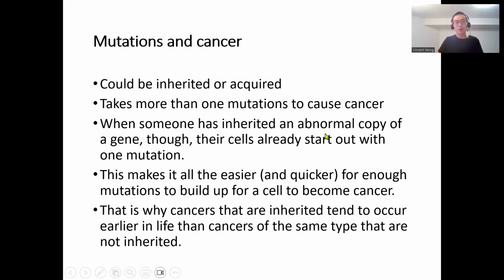When someone has inherited an abnormal copy of a gene, their cells already start out with one mutation. Like I told you, the child who inherits the one mutation. That's why it's easier for them to develop cancer. They might get it earlier in life because it only takes one more hit for the cell to turn bad. So that's why cancers that are inherited tend to occur earlier in life than cancers of the same type that are not inherited.